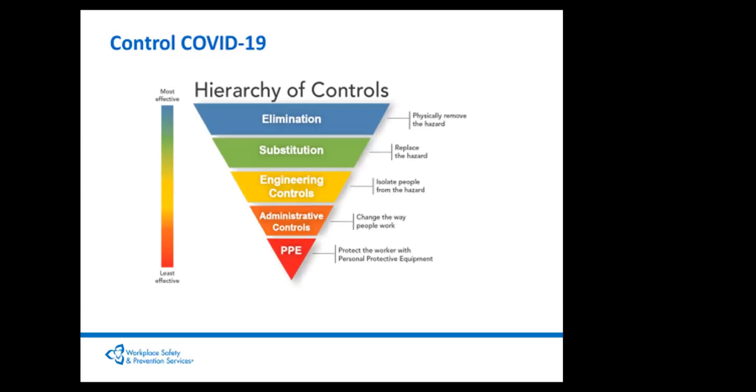So the next step is control. This is the pyramid for the hierarchy of controls. We're going to go through each one a little bit just to give some examples of what you can do for each type of control while trying to reopen.